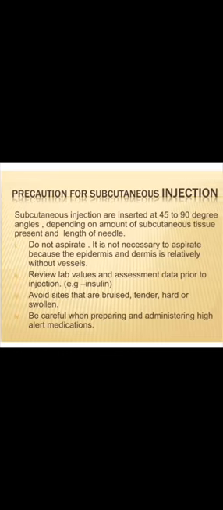Precautions for subcutaneous injection: subcutaneous injections are inserted at 45 to 90 degree angles depending on the amount of subcutaneous tissue present and length of needle. Do not aspirate. It is not necessary to aspirate because the epidermis and dermis are relatively without vessels. Review lab values and assessment data prior to injection, example: insulin. Avoid sites that are bruised, tender, hard or swollen. Be careful when preparing and administering high alert medications.